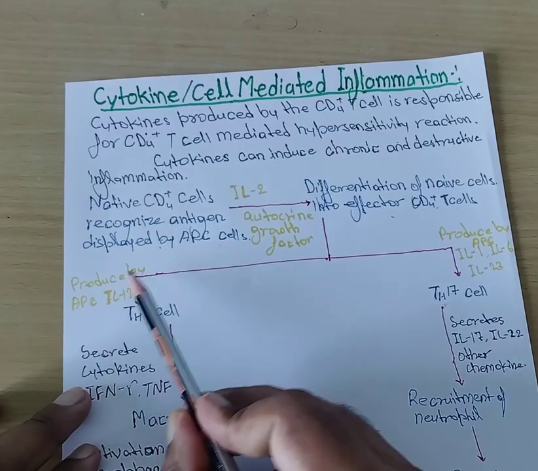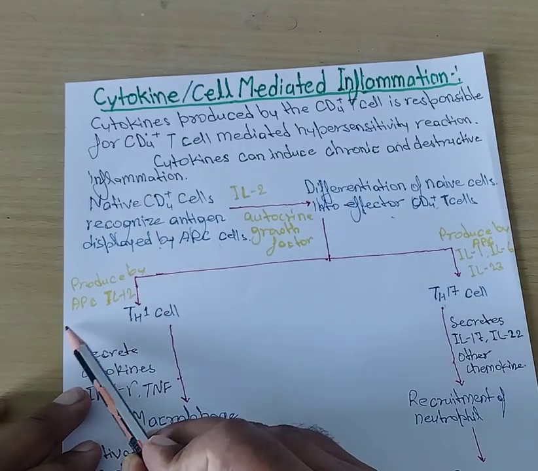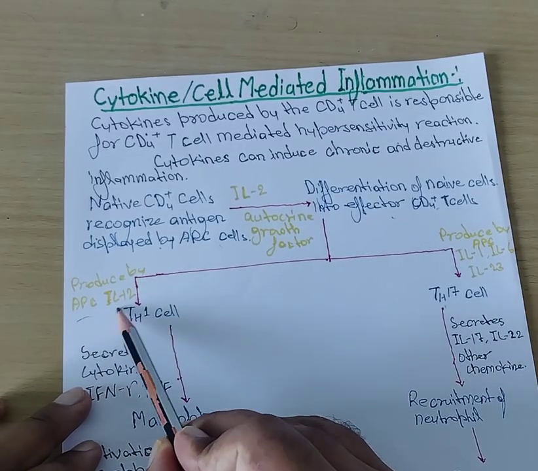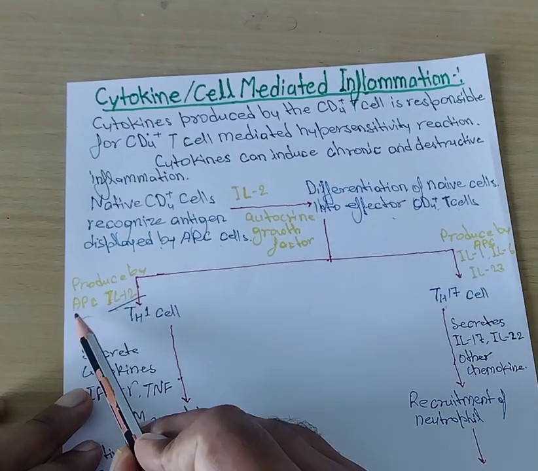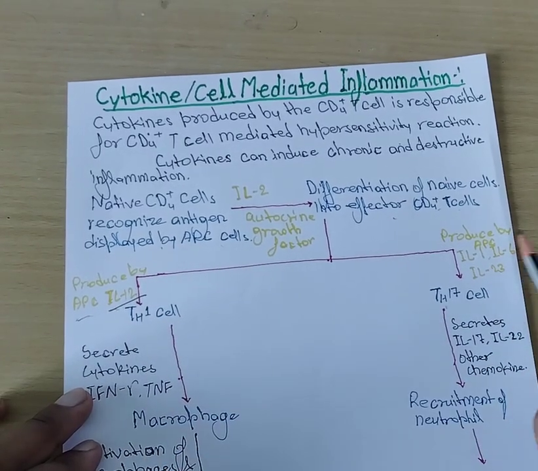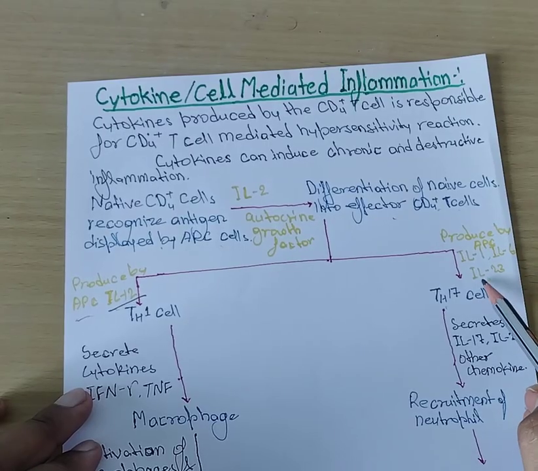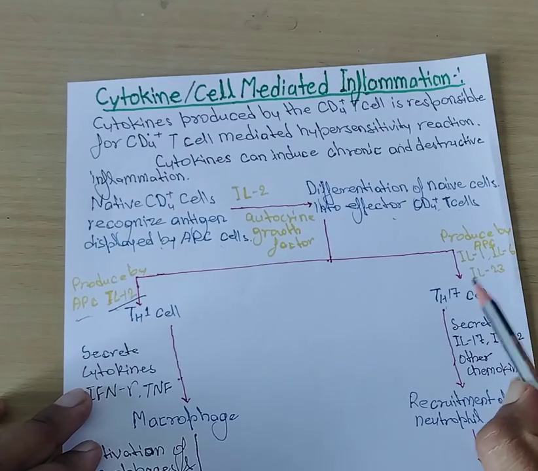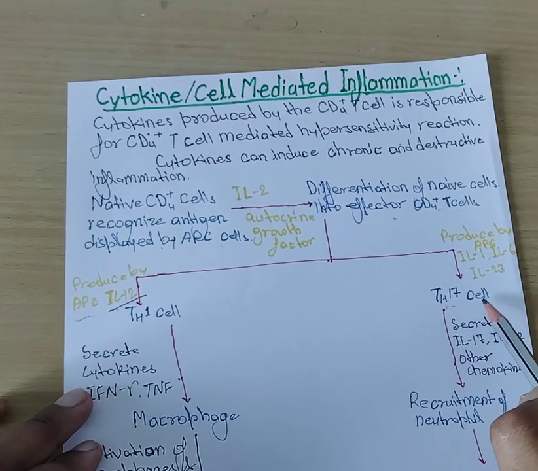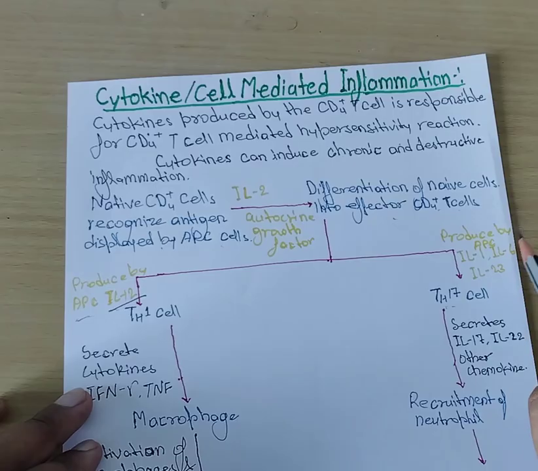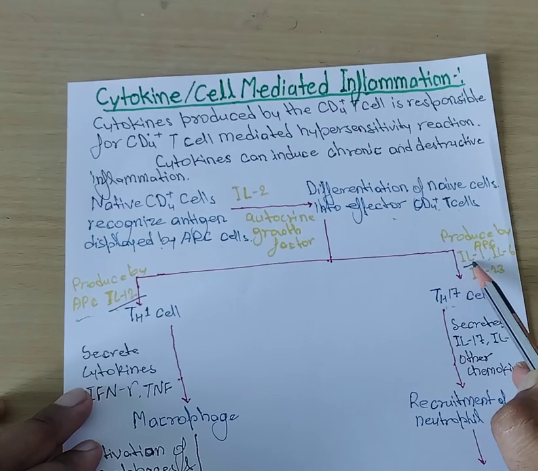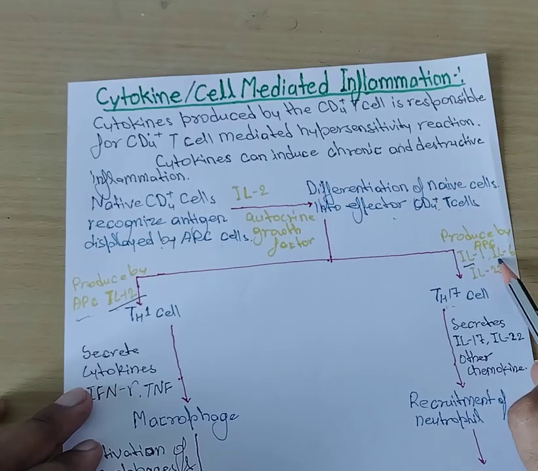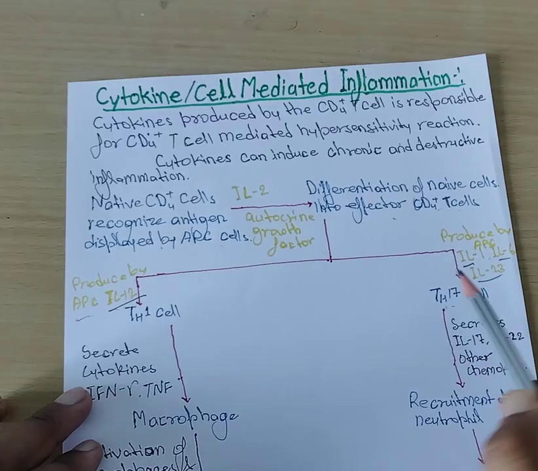Here Th1 cell differentiation is promoted by interleukin 12, which is secreted by antigen presenting cells. Effector CD4 T cells get differentiated into Th17 cells when induced by interleukin 1, interleukin 6, and interleukin 23, which are secreted by antigen presenting cells.